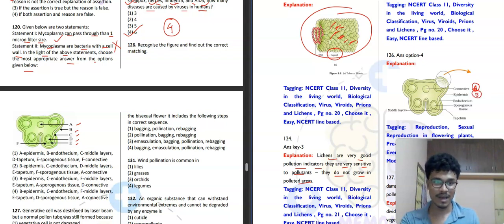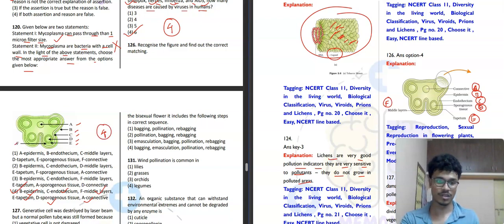C is the endothecium. Then D is the sporogenous tissue. And lastly, E is the tapetum. So if we see the fourth option, A is connective, B is the epidermis, C is the endothecium, E is the tapetum, D is the sporogenous tissue, and F is the middle layer. So your fourth option will be your correct answer for this question.